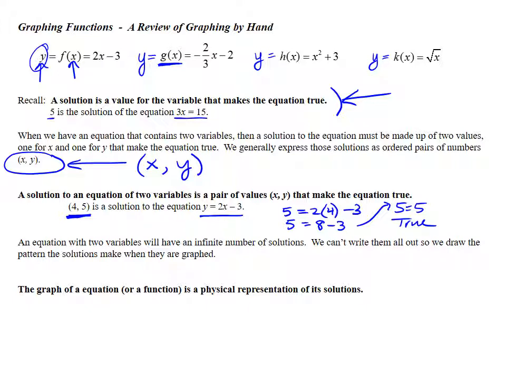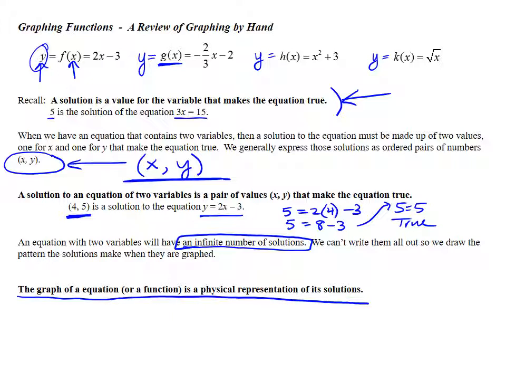Keep in mind, the reason I knew 4 was the x value is because it came first. Remember, the input value or the x value comes before the output value when you write an ordered pair. Now, an equation with two variables or a function is going to have an infinite number of solutions generally. And when we have an infinite number of solutions, we can't write them all out. So that's why we draw a graph, because the graph is the pattern the solutions will make in the xy plane. So a graph of an equation or a function is a physical representation, or a visual representation, of the solutions.